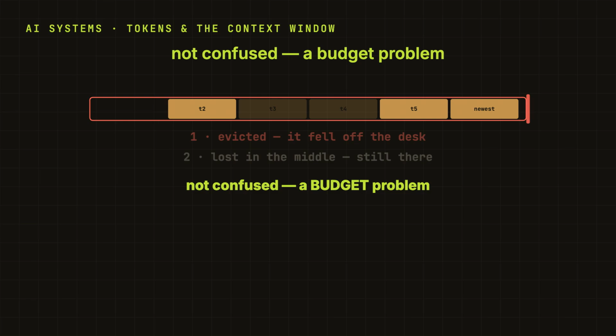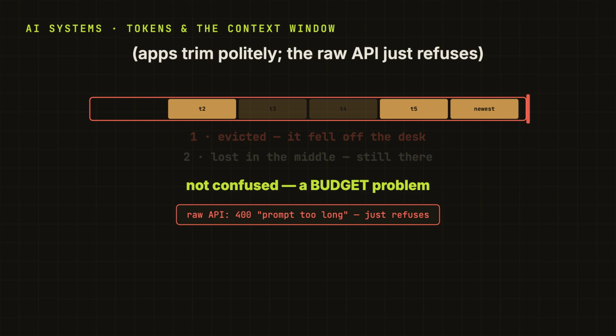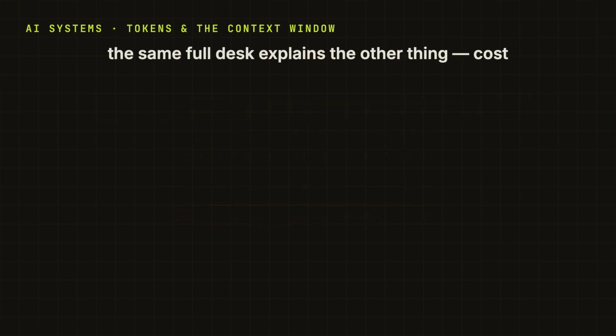Either the words fell off the desk, or there is so much on the desk that the right words get lost in it. And one aside: that friendly forgetting is a product being polite. The raw API underneath is stricter. It will often just refuse a request that's over the limit rather than quietly trim it. And the same full desk explains the other thing, the cost.